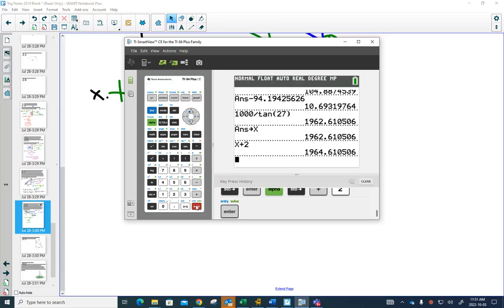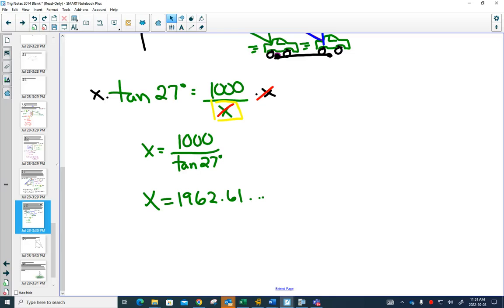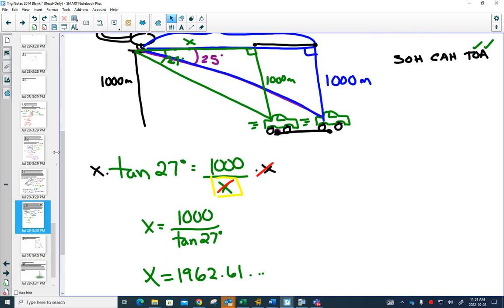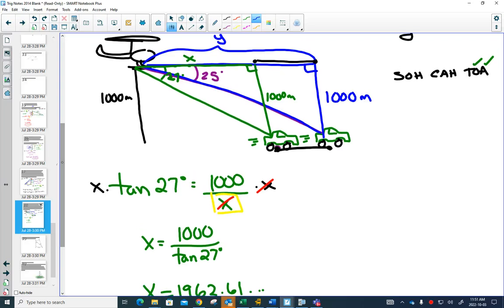So, okay. Now let's go back to our question. We just found out X. Do we have enough information? I'll take my blue pen out. Can I figure out what Y is? Yes. Again, we have the opposite side. We want to find the adjacent side. So, seems to be a tan theme right now. We're using tan a lot. Now the angle is 25 degrees, opposite 1,000, adjacent is Y.